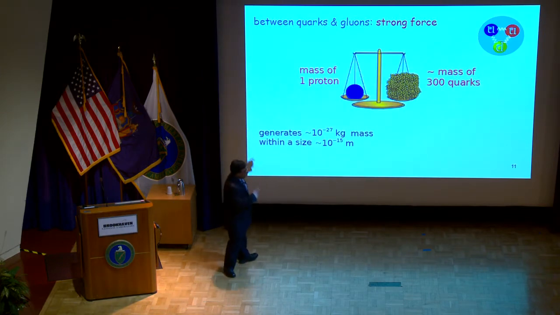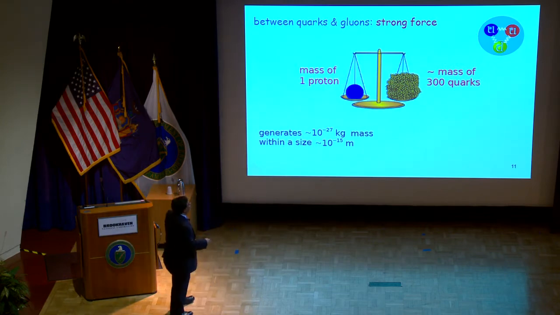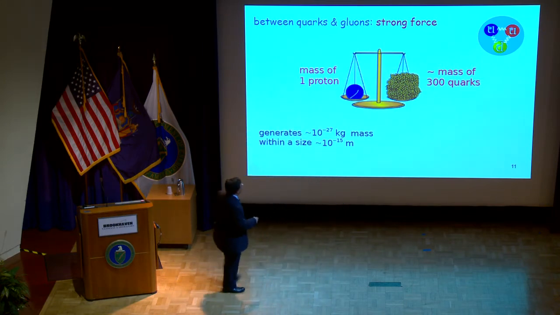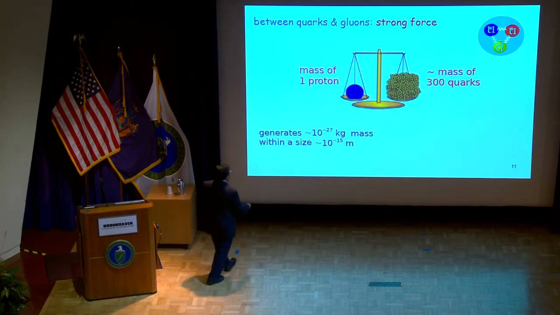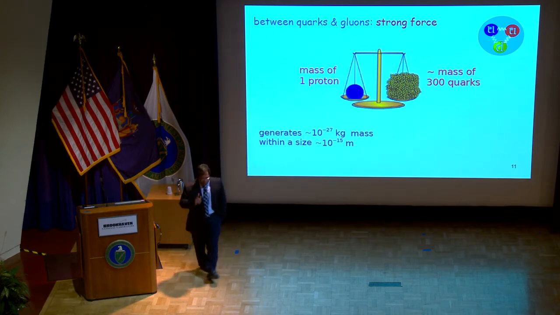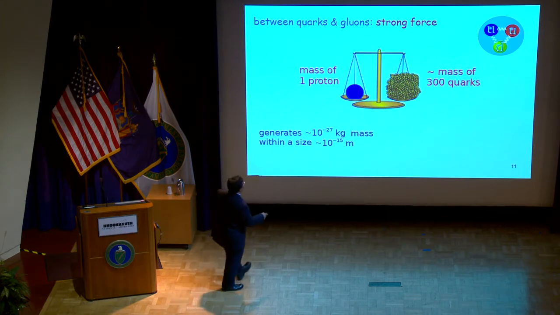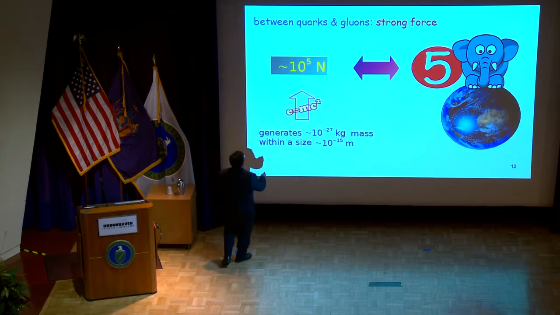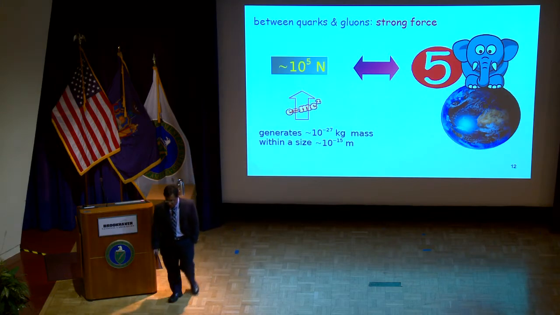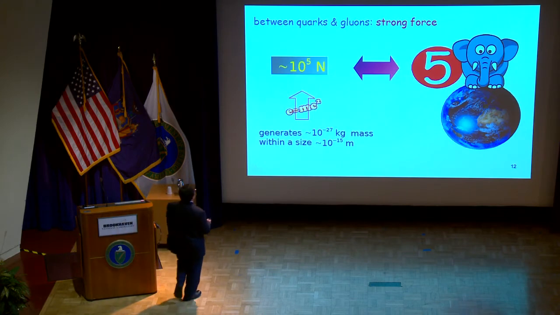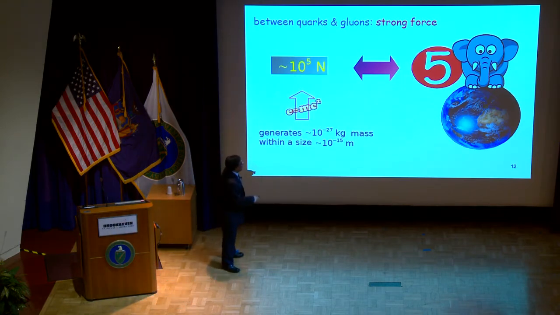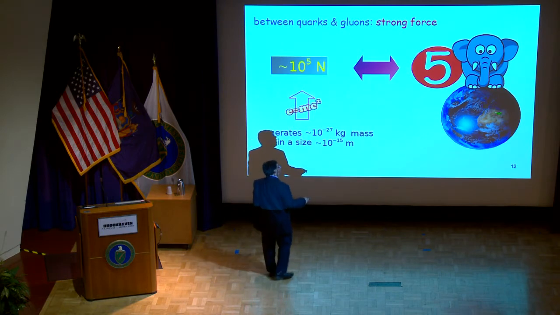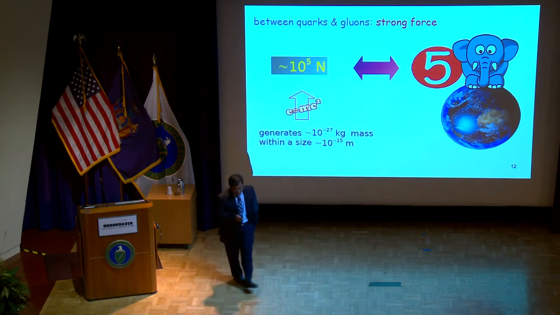So the baryon number adds up, but what doesn't add up is the mass. If you look at the mass of a proton, this is nearly the mass of 300 quarks. So almost the entire mass of the proton, which is 10 to the minus 27 kilogram, concentrated in a size within 10 to the power minus 15 meter, is generated through the strong force amongst these quarks and gluons. If you take this mass, convert it to energy and try to figure out the force amongst these quarks, you end up with a force of 10 to the power 5 Newton, which in more direct feeling is equivalent to the force of the Earth on 5 elephants at the surface of the Earth.